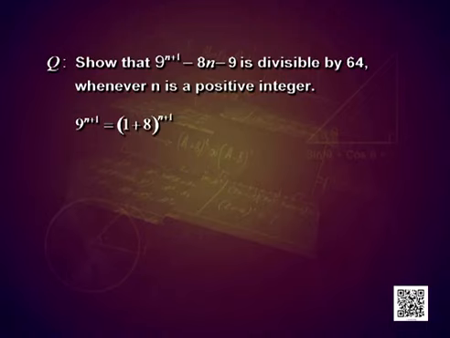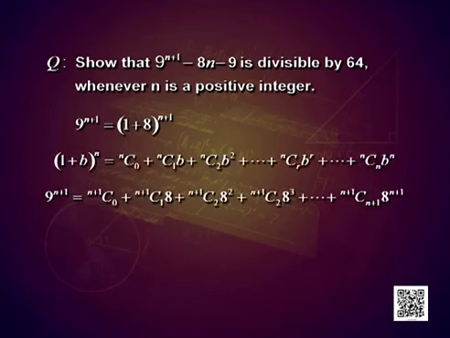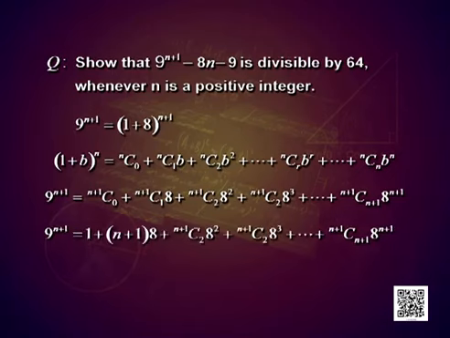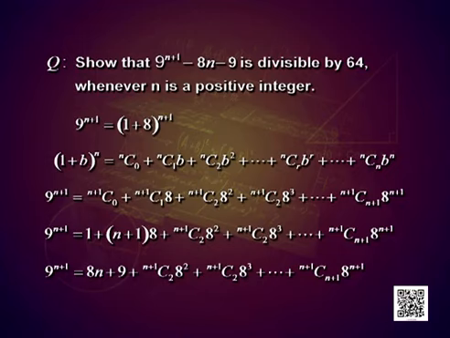So, if I rewrite this expansion with the increasing powers of 8, it will look like (n+1)C0 plus (n+1)C1 into 8 plus (n+1)C2 8 squared and so on up to (n+1)C(n+1) 8 to the power n plus 1. This gets rewritten using the value of (n+1)C0 as 1, (n+1)C1 is n plus 1 times 8 and so on. Now, you can see that you are getting 8n plus 9 as well.